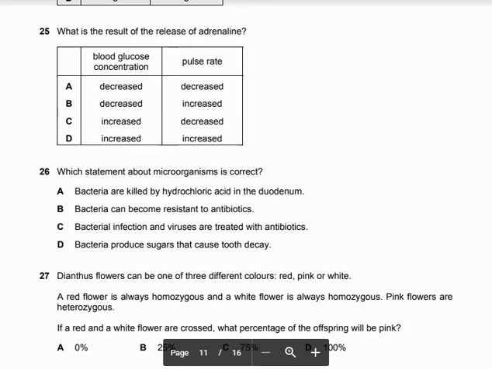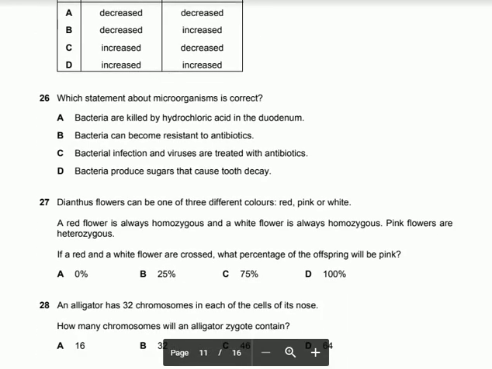Moving on to question 26. Which statement about microorganisms is correct? A: Bacteria killed by hydrochloric acid in the duodenum. This is wrong, just kick that out. Hydrochloric acid is always made in the... any guesses? Yes, correct, the stomach. So just kick out A. Hydrochloric acid is never found in the duodenum.